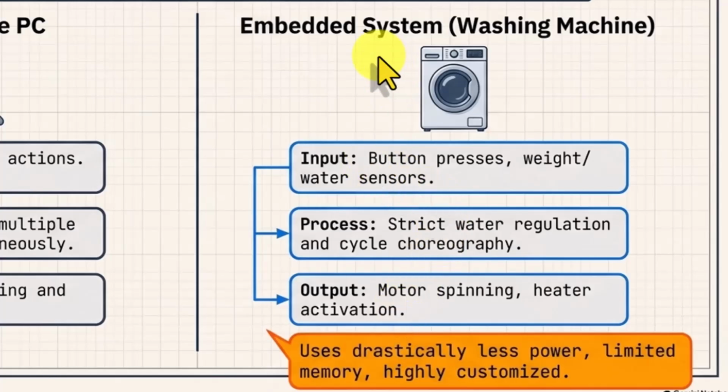There is one thing about embedded systems compared to general purpose PCs. General purpose PCs are more complicated because they are designed to perform different tasks, and embedded systems are designed to perform a specific task. They are much simpler compared to general purpose PCs, they use less power, they need limited memory, and they are highly customized to perform specific tasks.